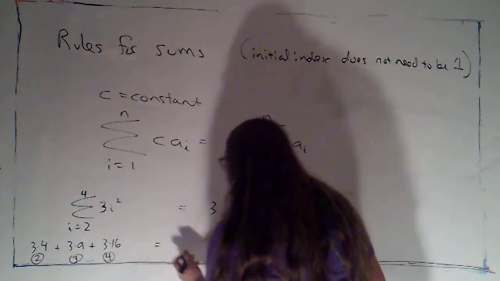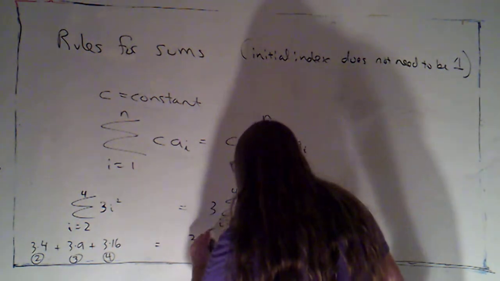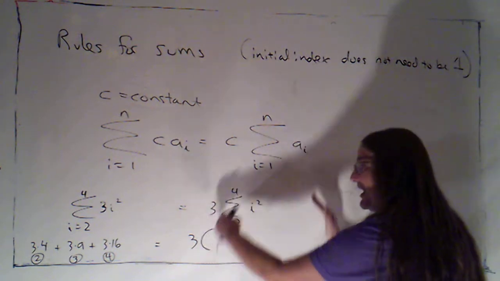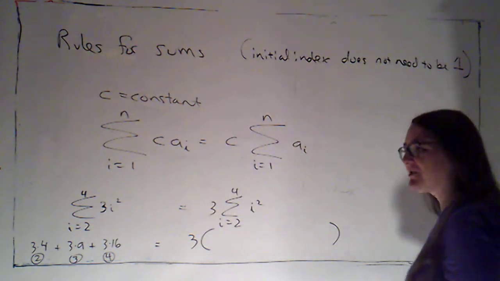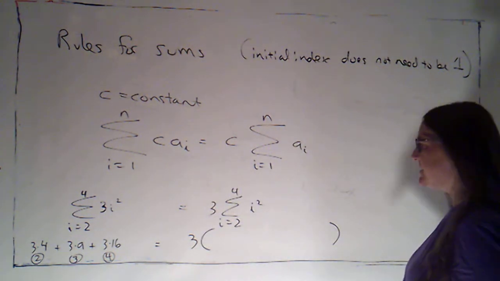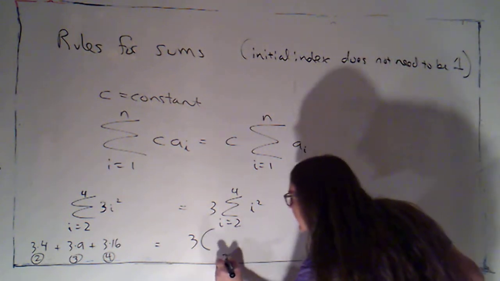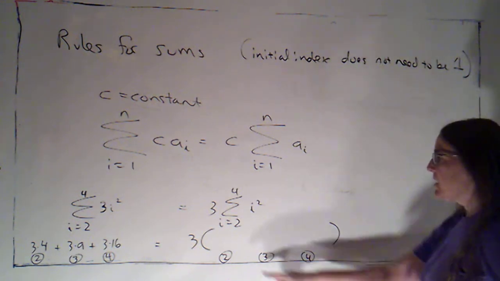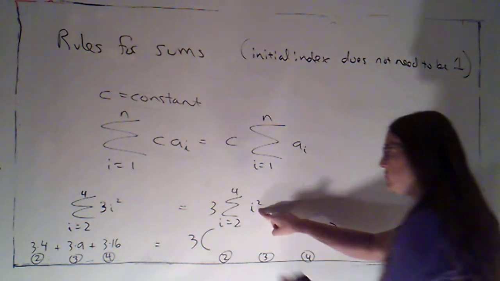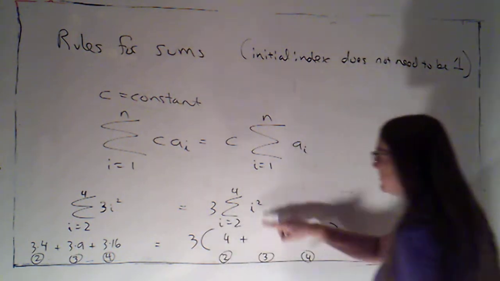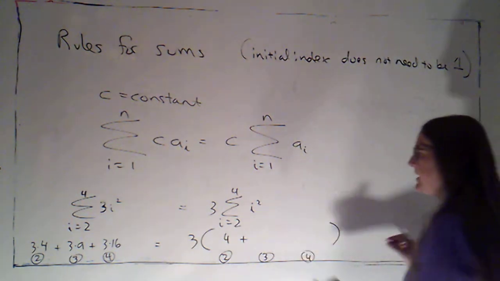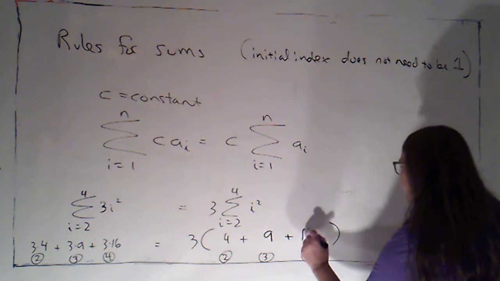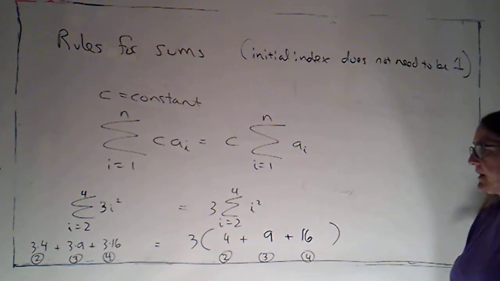Now, according to this rule, that should be the same as 3 times this sum. And I know when I'm multiplying by a sum, I want to put it in parentheses so that the 3 applies to each and every one of those terms. So my index starts at 2, and I count up to my final index of 4. When i is 2, my term is 2 squared, which is 4. Plus when i is 3, I'm getting 3 squared, which is 9. Plus when i is 4, I'm getting 4 squared, which is 16.